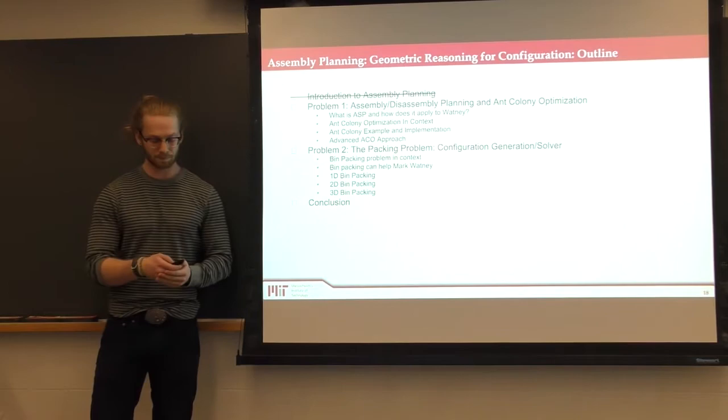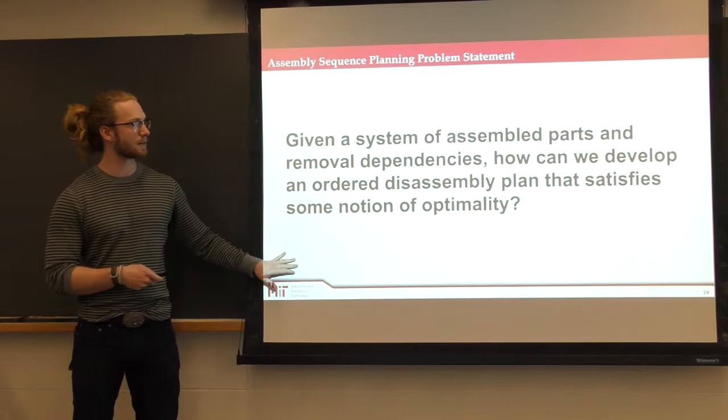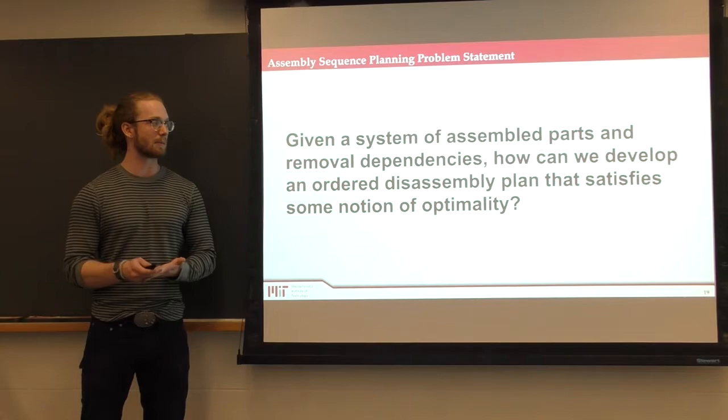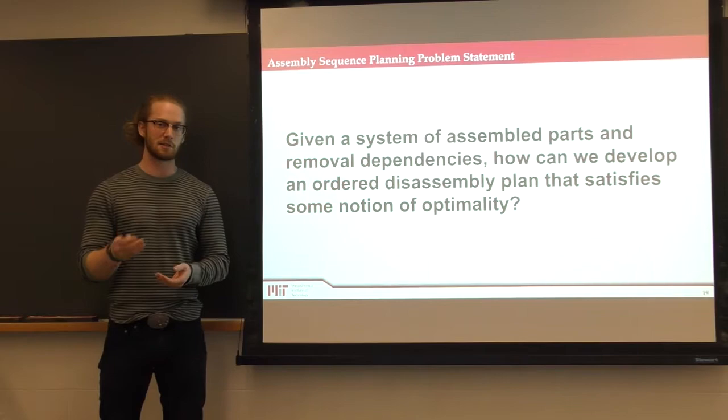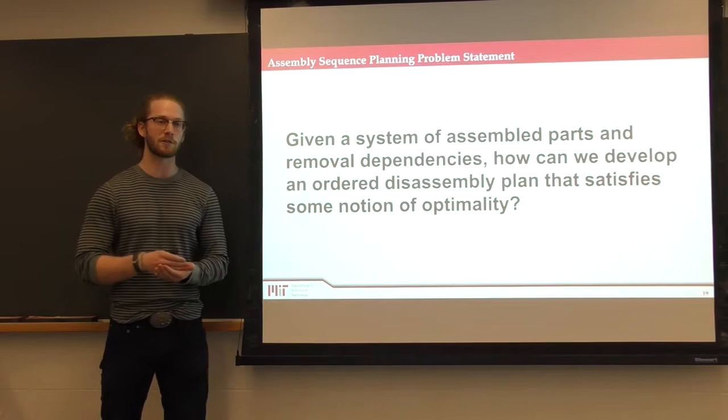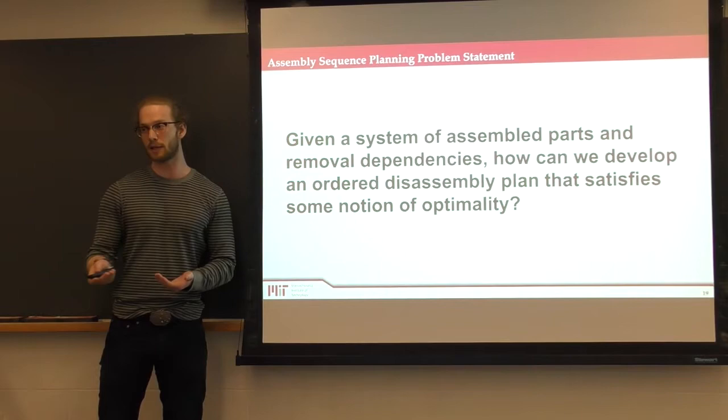Okay, so we'll start with ASP. So here's the problem statement. Given a system of assembled parts and rule dependencies, how can we develop an ordered disassembly plan that satisfies some notion of optimality? And you notice here we're talking about disassembly specifically. So the general paradigm in this problem is that it's easier to disassemble something than to assemble something. And if you have an optimal plan or efficient plan to disassemble a structure, you can make an optimal assembly plan by just doing that in reverse.